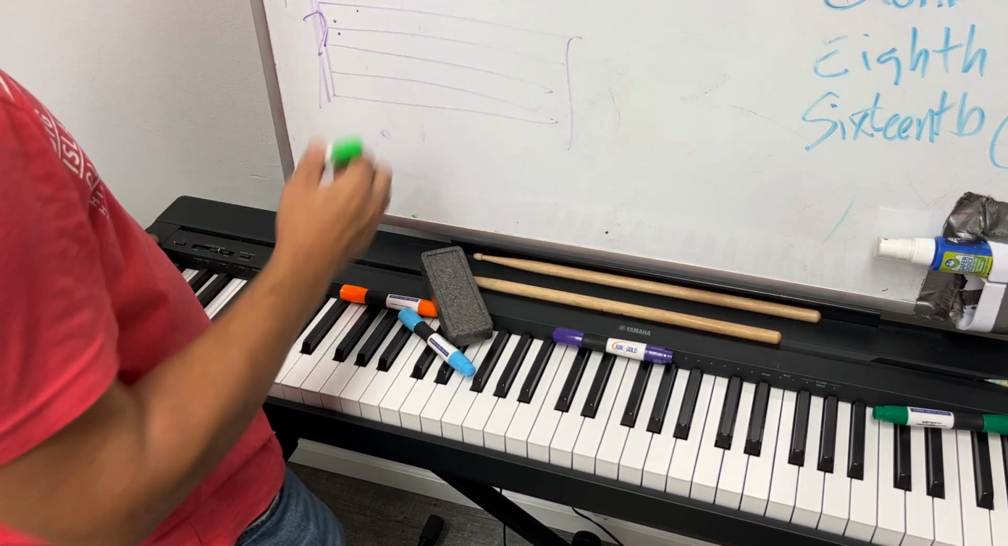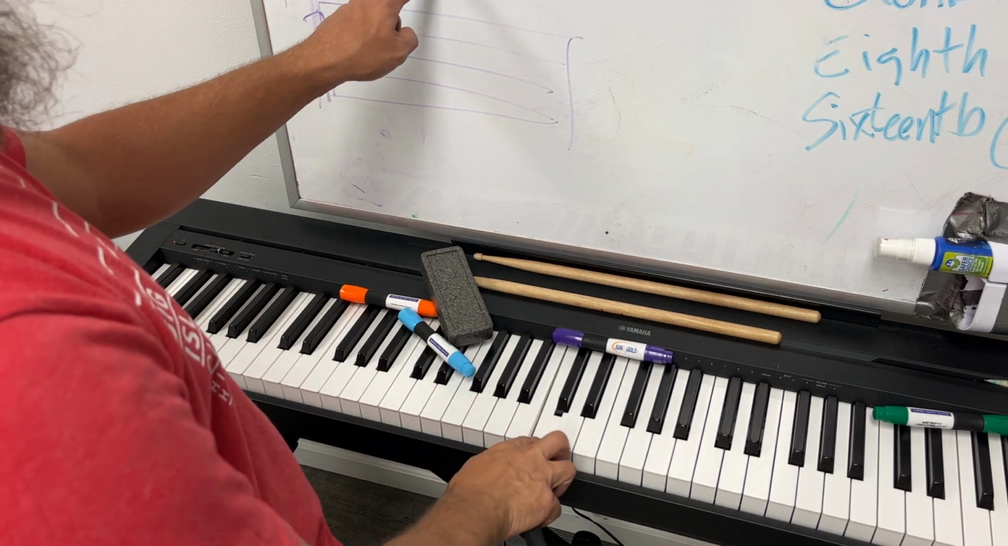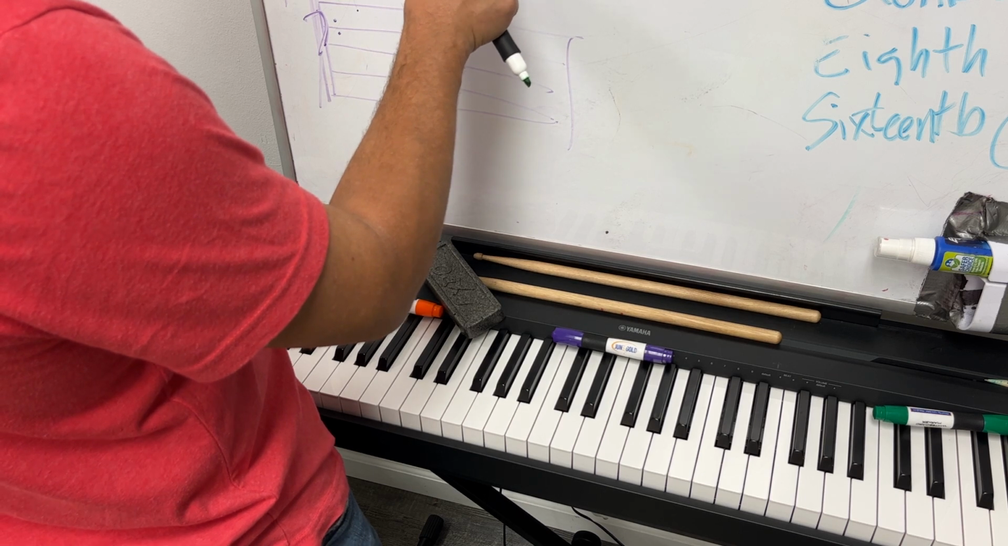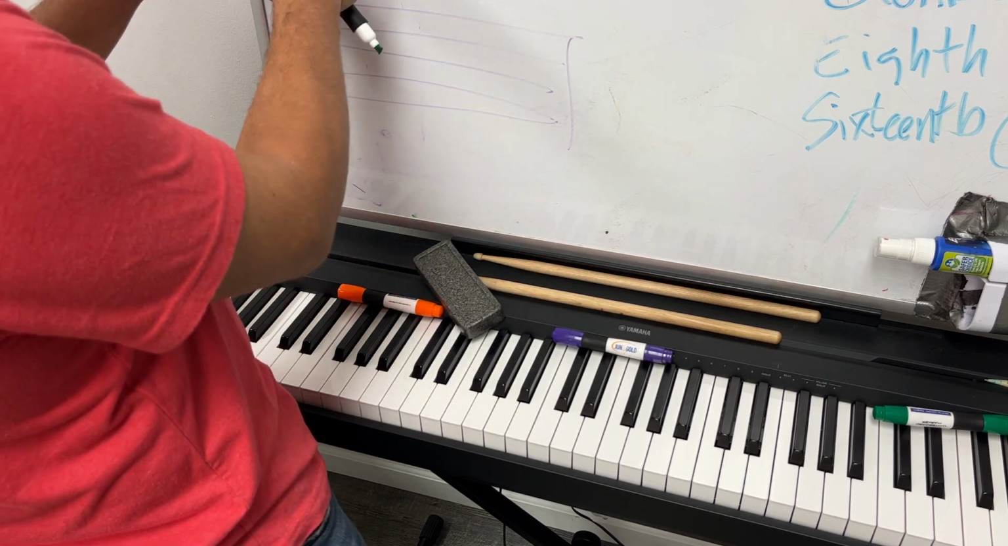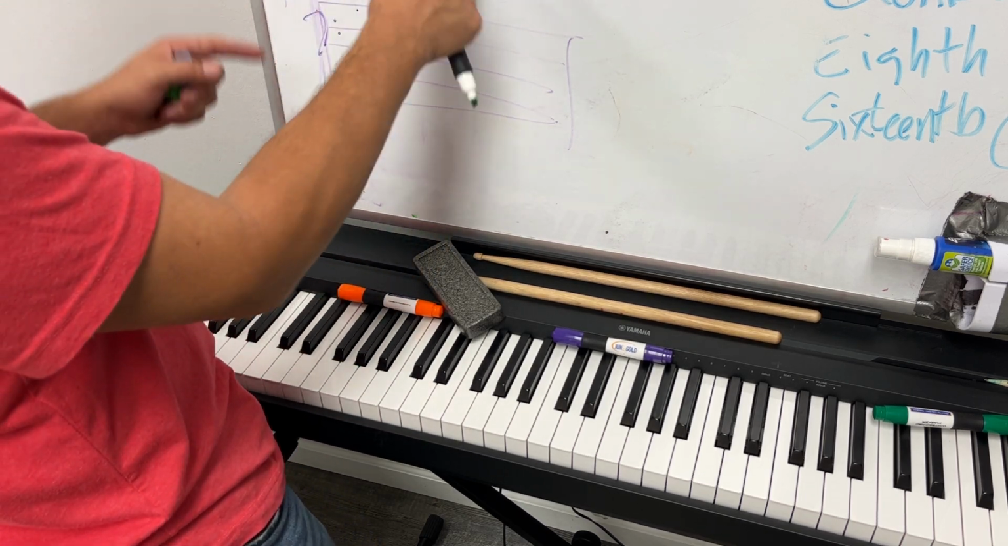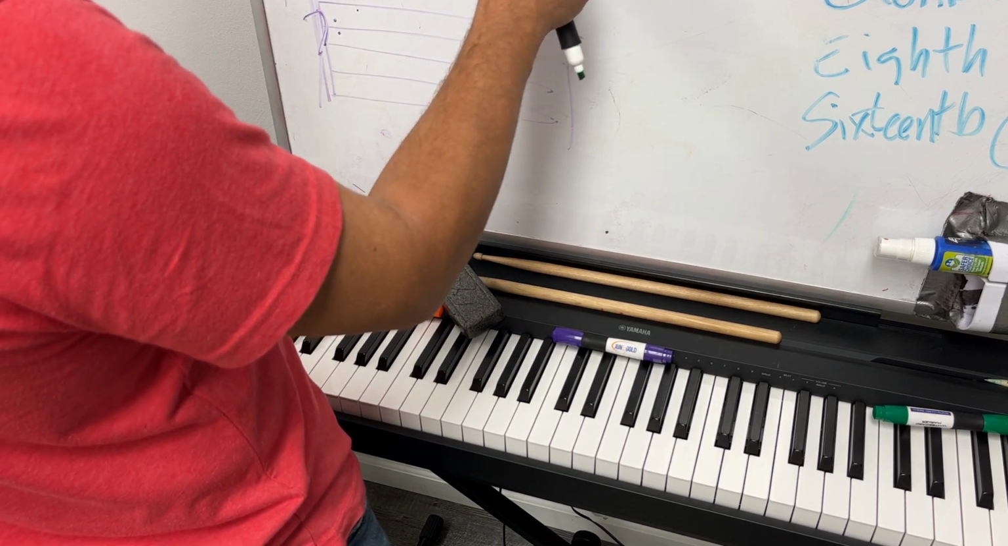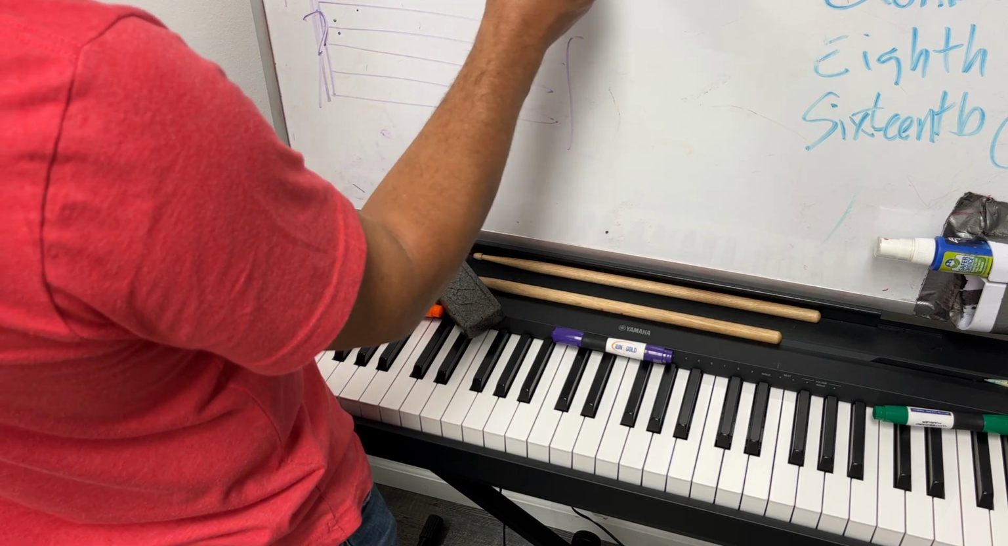When we go up, the notes go higher. C, D, E's on the line, F's on the space, and then G is the G clef, which is why the treble clef is on the G line right there. When we keep going with this, you'll notice that eventually we will come to another C.